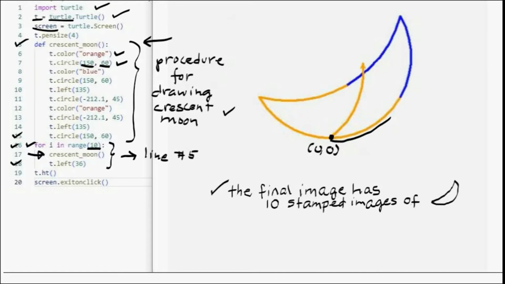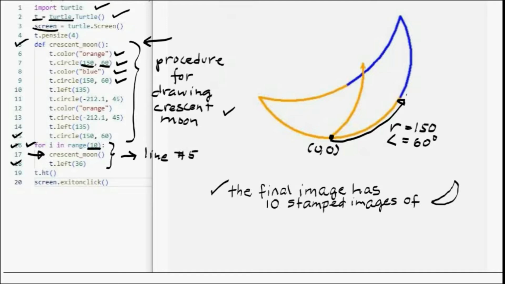This is taken from the big circle with radius 150, and the arc is drawn over a central angle of 60 degrees. Now, before I continue, I change the color to blue. That's number 8. And then I continue with the drawing of the crescent moon.